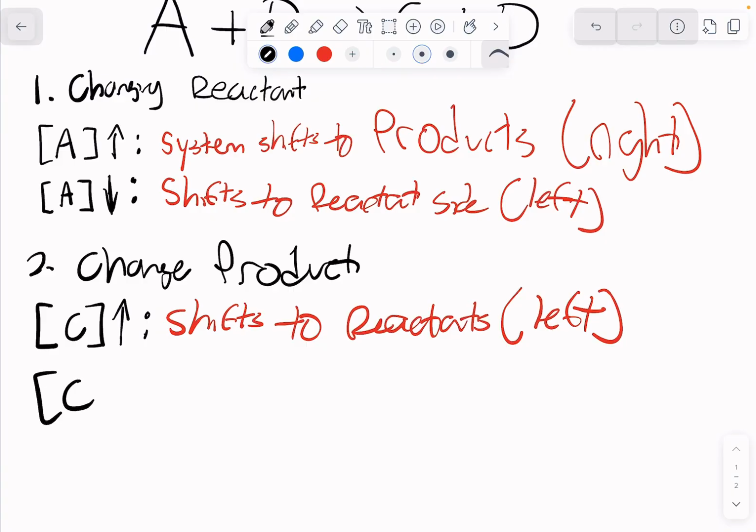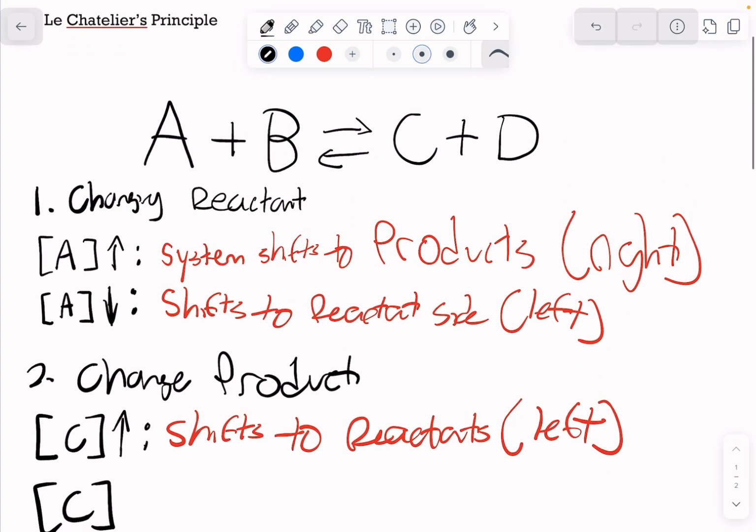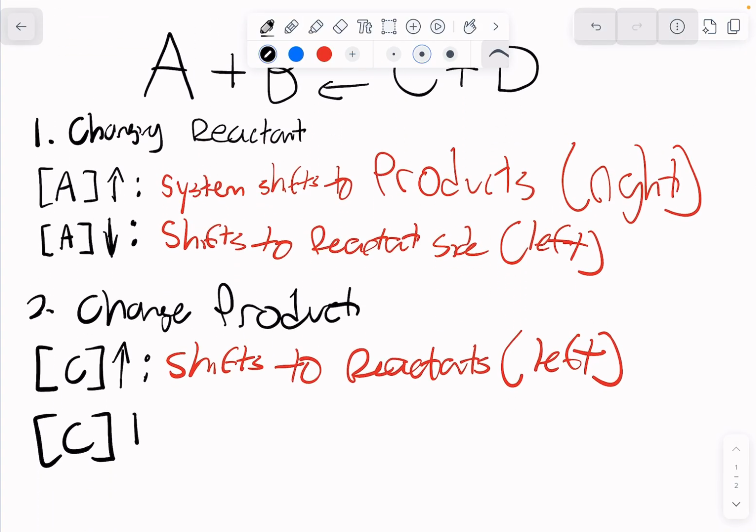Same concept. And honestly, when I write C, it is replaceable with D because they're both products, and A can be replaced with B. So if we decrease C, the system will shift to the products.